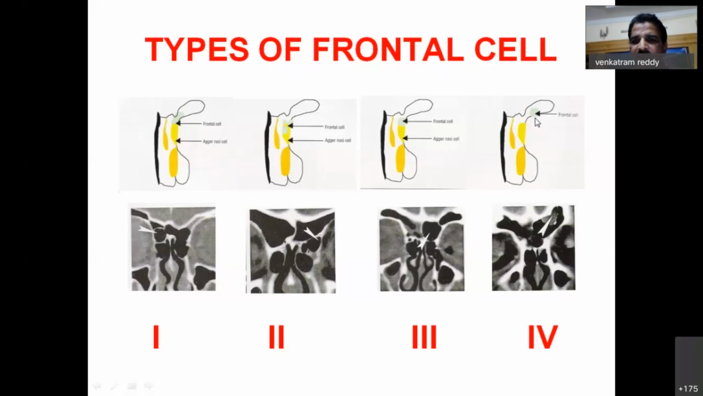See, this is the type 4 frontal cell where it is completely isolated in the frontal sinus. So this is rather difficult to tackle. So type 1 frontal cell, again for the sake of the postgraduates, I repeat: type 1 is a single cell above the agger nasi, below the level of the floor of the frontal sinus. Type 2 is multiple cells above the level of the agger nasi, but below the level of the floor of the frontal sinus. Type 3 is extending into the frontal sinus. Type 4 is completely isolated within the frontal sinus. So these are the 4 types of cells defined by Kuhn.